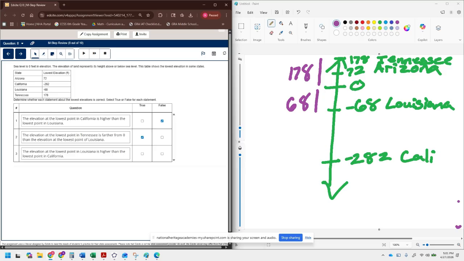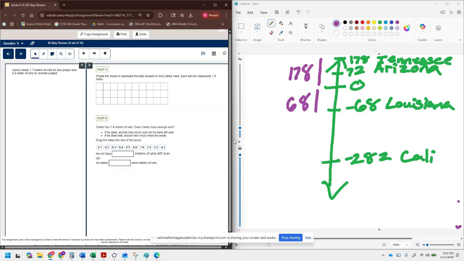And then the elevation at the lowest point in Louisiana is higher than the lowest point in California. Well, yeah, Louisiana is higher than California. So, true. Not to mention a little bit of common sense. If we said over here that the lowest point in California is not higher than the lowest point in Louisiana, then it would make sense that the Louisiana point is higher than California. Okay? Use the questions to help you out. Sometimes they give you the answers.